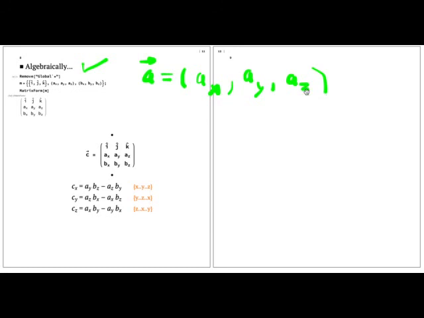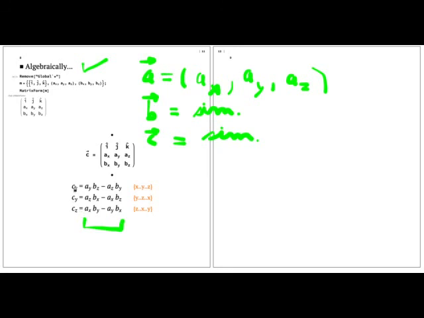And similarly, B is similar: Bx, By, Bz. Now what's A cross B? Well, A cross B is C. C will be similar. It'll have three components: Cx, Cy, Cz. And those will be related to the components of A and B by these equations.